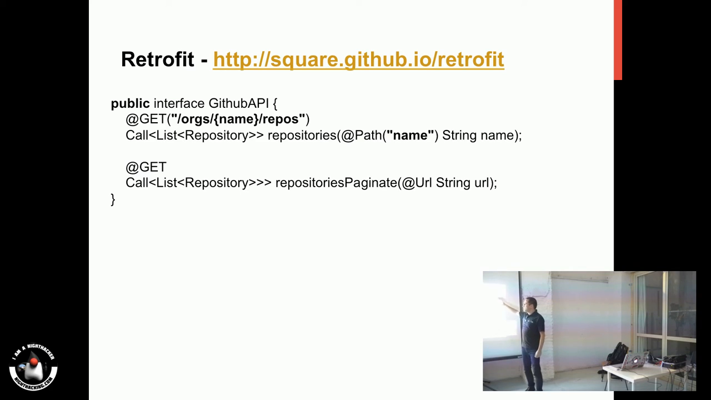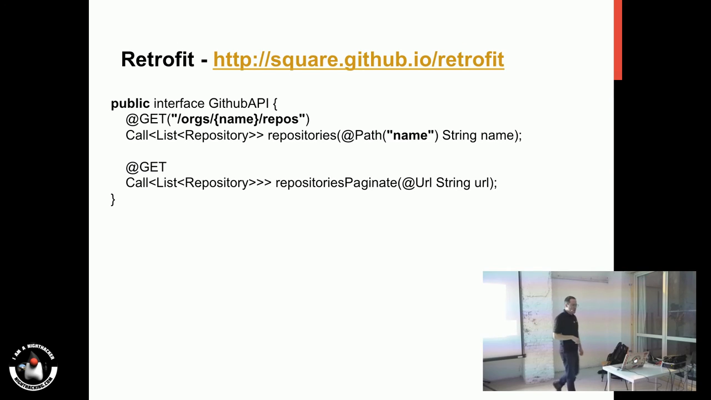If this resource is paginated, the repository's API, if you look at it, it will tell you how to find if there is a next page. And if there is a next page, you're going to get an URL. And that is why we have this other tag here, this other method, to follow the pages.